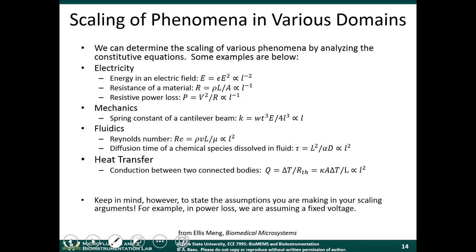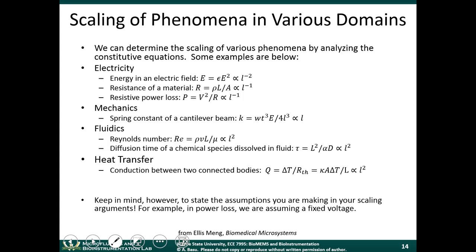The resistive power loss, V squared over R, scales as L to the negative 1. All right, because the resistance scales as L to the negative 1, but the voltage also scales appropriately. So each one of these things assumes that certain dimensional variables scale according to the assumptions. The assumptions used in these analyses are not all here, but I'm just trying to give you some well-known examples.